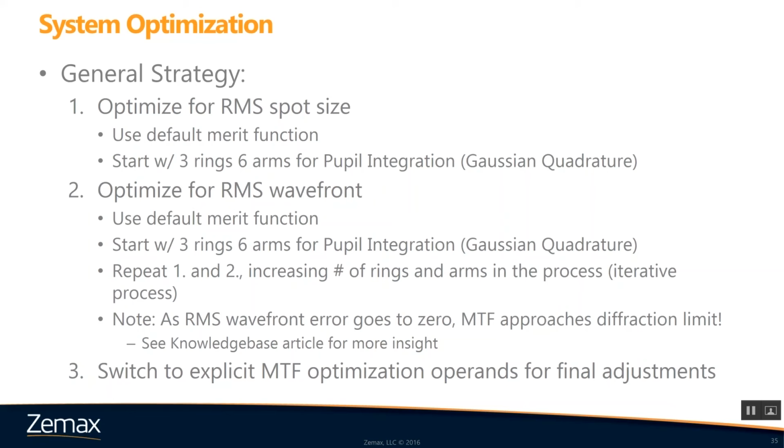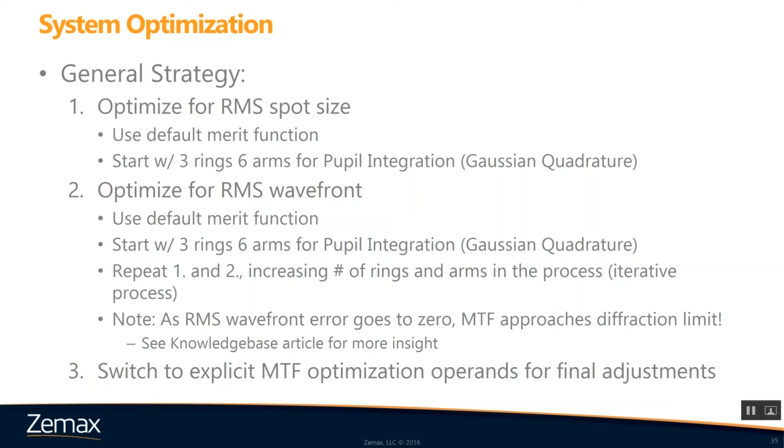We'll go ahead and begin by optimizing for RMS spot size using the default merit function and starting out with 3 rings, 6 arms for that pupil integration. We'll then proceed to optimize for RMS wavefront using that default merit function and starting with the 3 rings, 6 arms with the pupil integration. But after that, it becomes a bit of an iterative process in that we'll be jumping back and forth between optimizing for RMS spot size and optimizing for RMS wavefront until the results are encouraging or at least close to what we want in terms of that MTF performance.